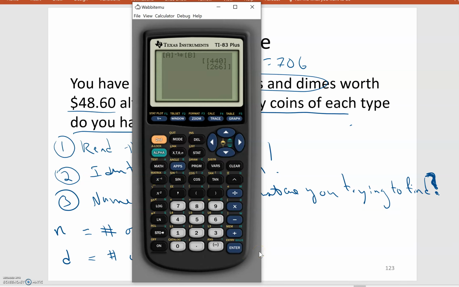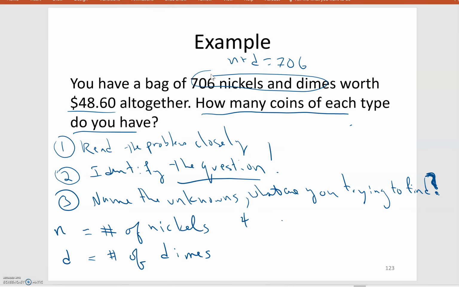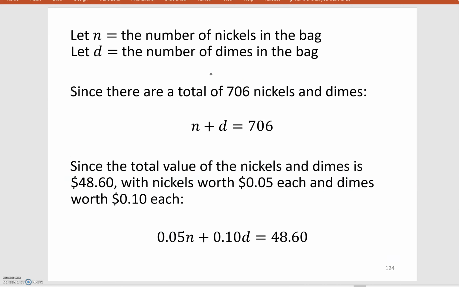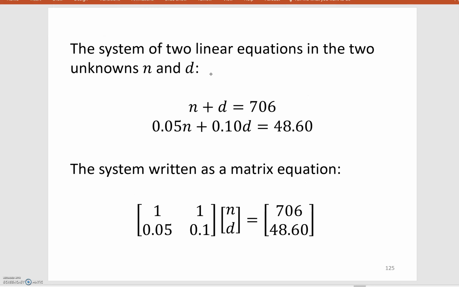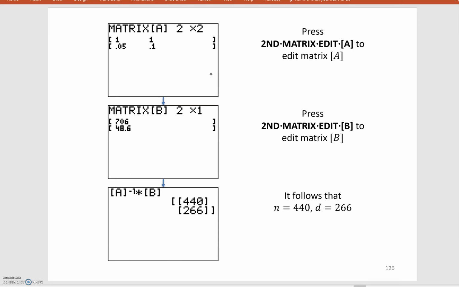And there we go. So the first entry, because n was the first variable that appeared in our equation, n is the first entry, so that's 440 and d is 266. All right, so here's our written out solution. Okay, as you can see, there's our conclusion. And that's a simple example of using a matrix method to solve a 2x2 system.